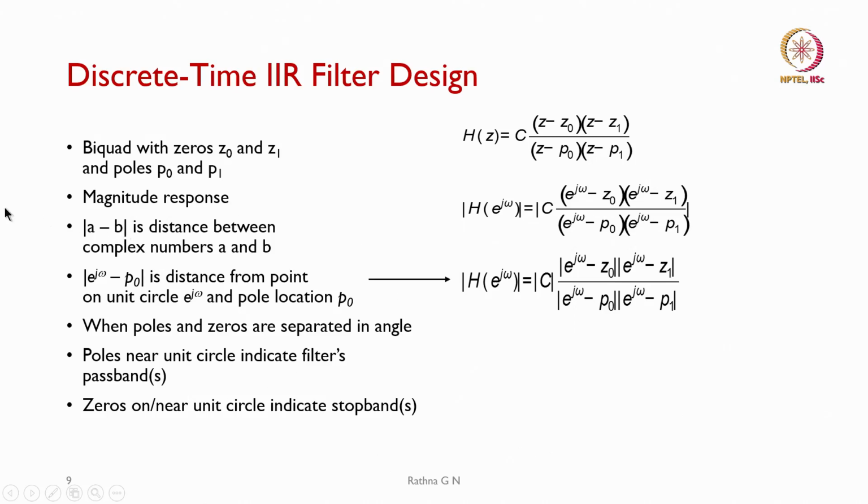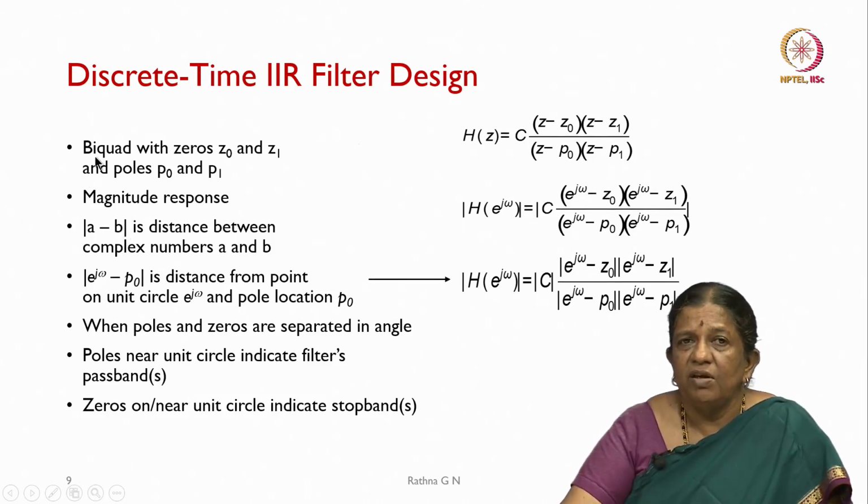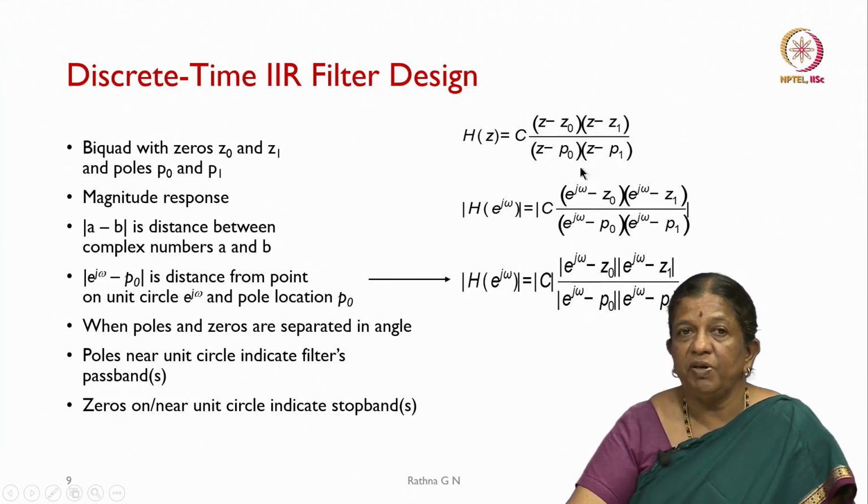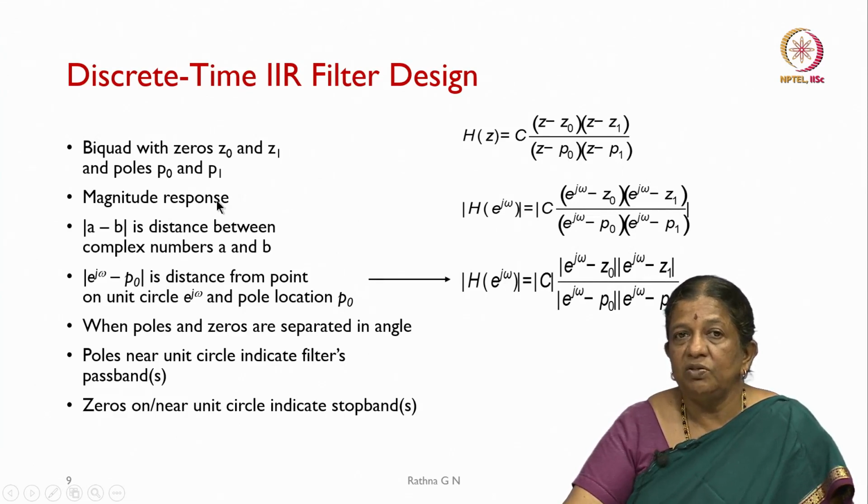So, how are we going to design this? We say it is designed with respect to a biquad with zeros Z0 and Z1, and poles represented as P0 and P1. So, we always use the biquad section. In that case, how is it represented? H of z is given by C, the weight factor, times (z minus z0)(z minus z1) divided by (z minus p0)(z minus p1). So, how do we represent the magnitude response?